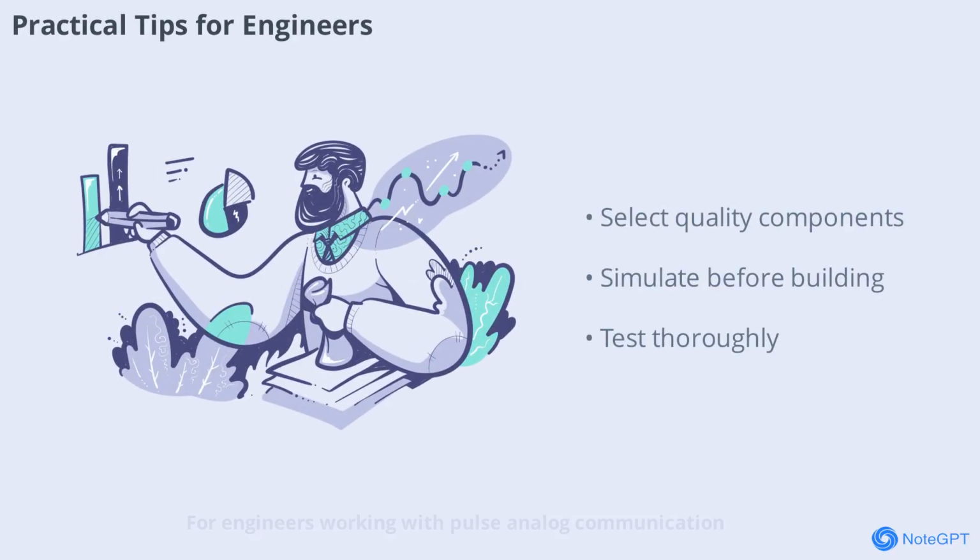For engineers working with pulse analog communication, practical tips include carefully selecting components, simulating designs before implementation, and thoroughly testing systems under real-world conditions. Pay attention to details like filter quality, timing accuracy, and noise sources. These best practices will help you build robust and efficient communication systems.